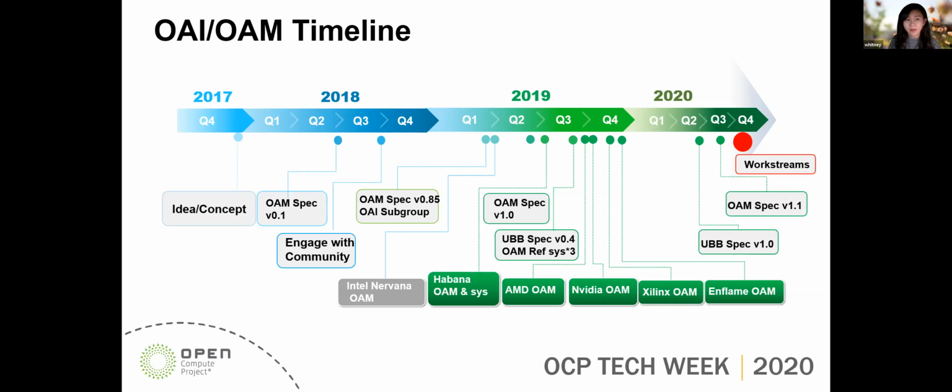Later we came out with the OAM spec, version 0.1, and then we started to engage with the community. Soon, Microsoft and Baidu joined together to form the spec further. Then in March 2019, we contributed this spec to the community and formed the group.